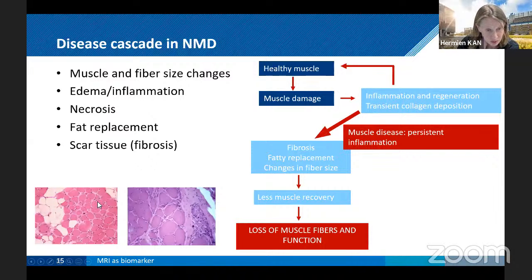Sorry, I should have included a healthy sample, I now realize. But normally a muscle fiber has all sharp edges. Basically in here, it's all rounded. You can see that the fibers are not all of the same size. And on this biopsy sample, you can see some fibrosis and edema and inflammation.